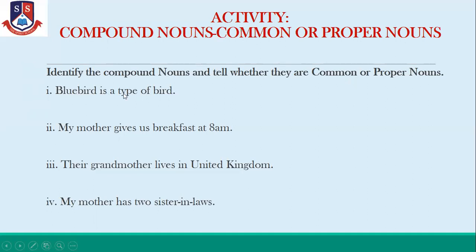All right. First sentence, bluebird is a type of bird. So what is the compound noun in this sentence? Very good. Bluebird is a type of bird. Bluebird is a compound noun. And what is its type? Is it common or proper? It is proper noun. Very good.